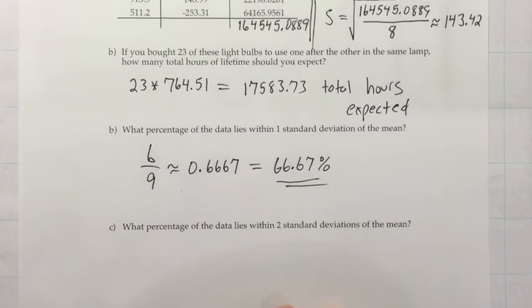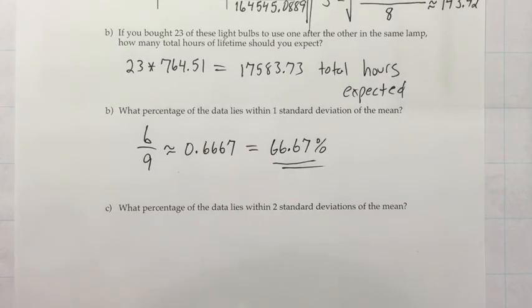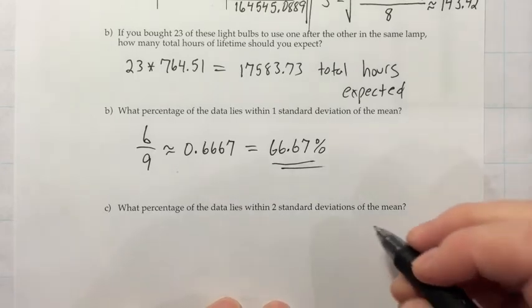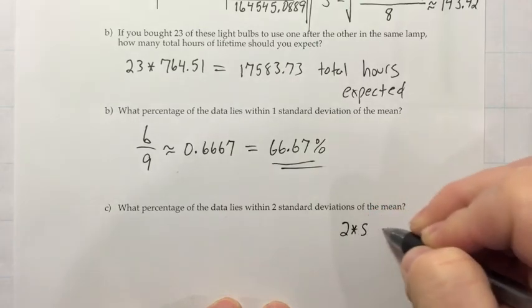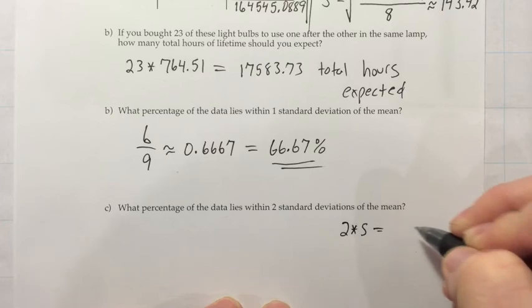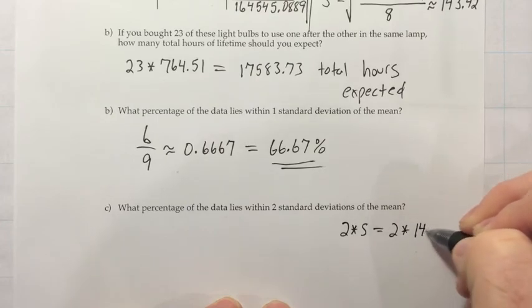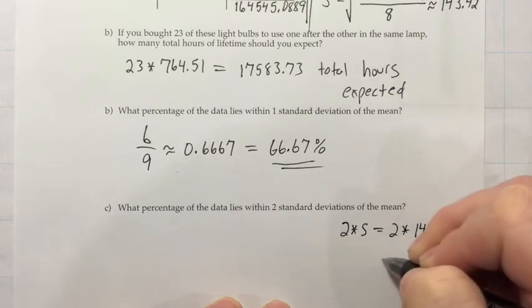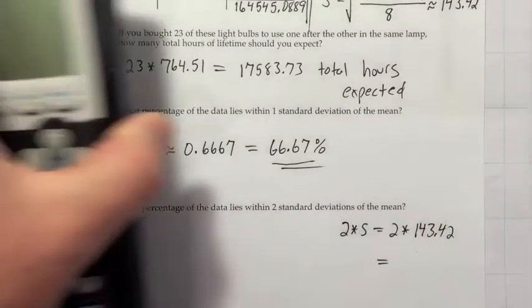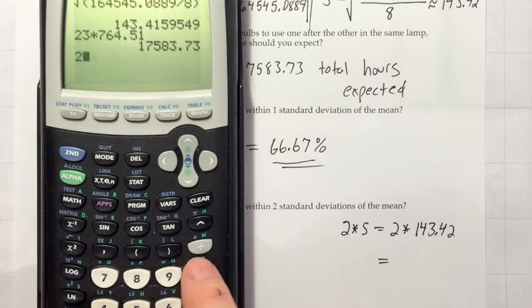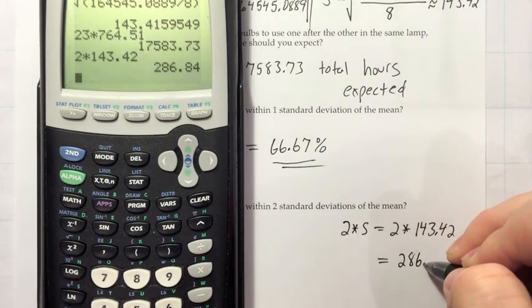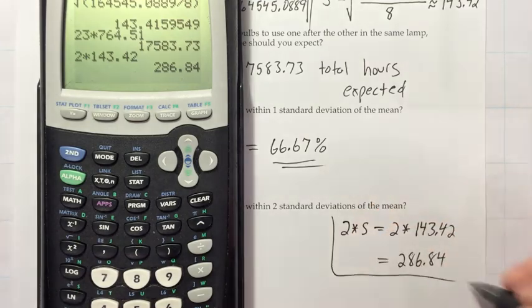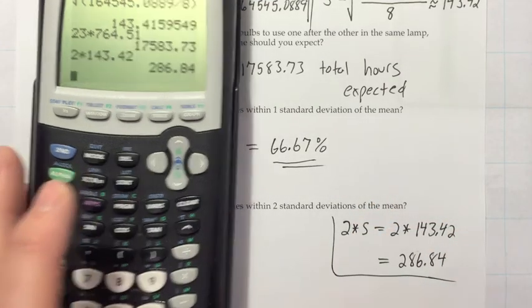If they change that question to what percentage of the data lies within 2 standard deviations of the mean, we just have to make a small change before we do a similar task, and that would be take that value of s and multiply it by 2 and see how big that is. So I'm going to take 2 times 143.42 and see what I get for that. So let's see, 2 times 143.42 is 286.84. That's 2 standard deviations distance from the mean.